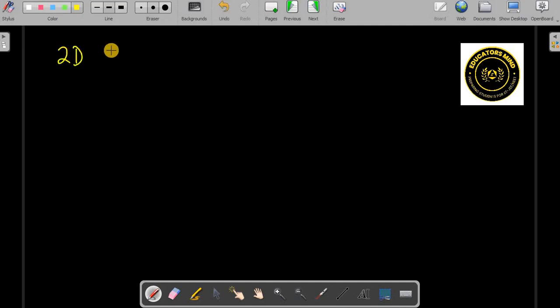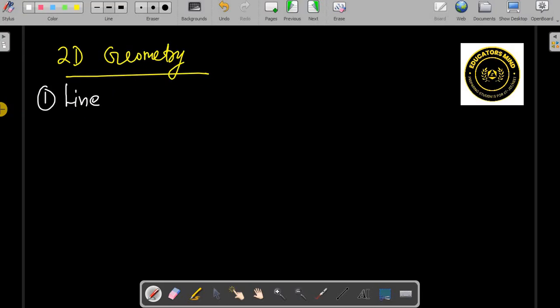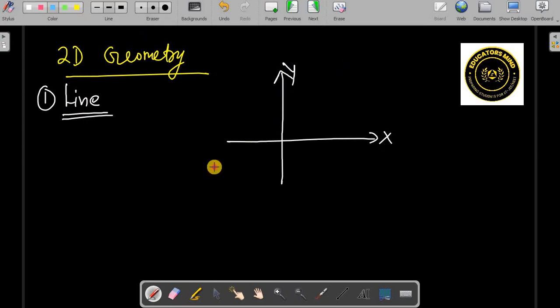So in 2D geometry, let's take the equation of a line first. We will see line, circle, ellipse, parabola. So what is a line? If you draw the xy coordinate axes, you can draw a line like this. In general, the equation of a line is written as ax + by + c = 0. This is the general equation.